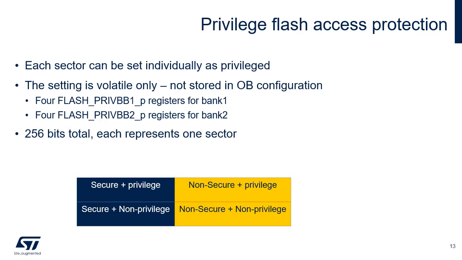In each security domain, the privilege level of each flash sector is programmable, either unprivileged or privileged, by means of dedicated registers. 4 quadrants of isolated worlds are thus obtained: secure privileged, secure non-privileged, non-secure privileged, and non-secure non-privileged. Isolation may also be applied on the sectors of the high-cycle area.